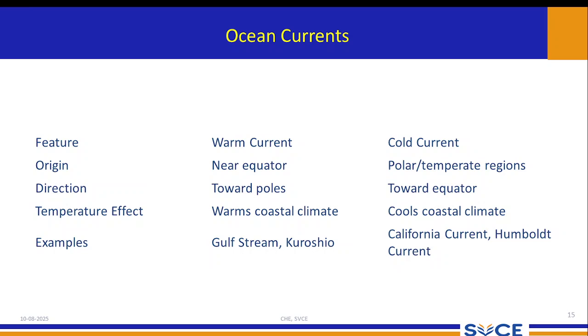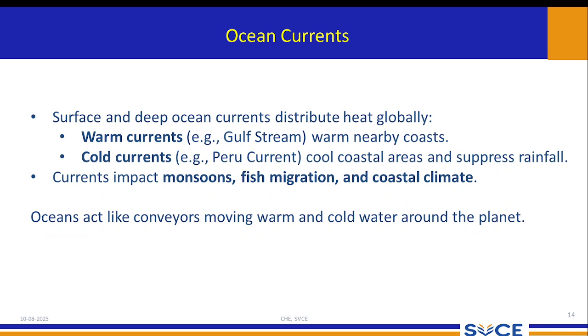Easy to remember. So a warm current will always warm the coastal climate. Warming the coastal climate means flowing from the equator to the polar region. Cooling the climate means cooling the coastal climate, flowing from the polar region to the equator. Okay, that you can understand. Gulf Stream, California current, Humboldt current. So you should know the difference between the warm current and cold current.